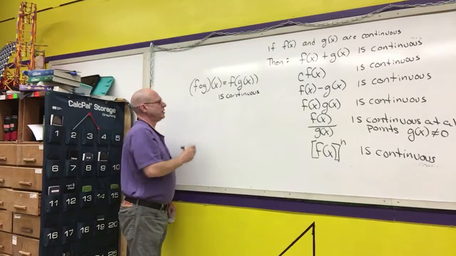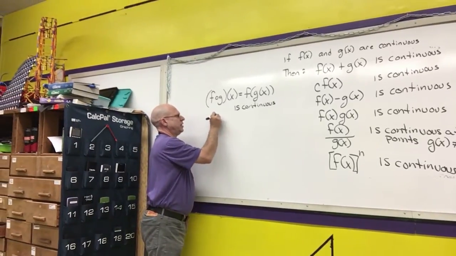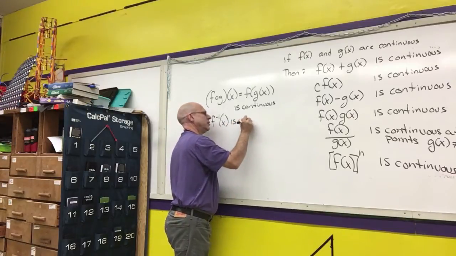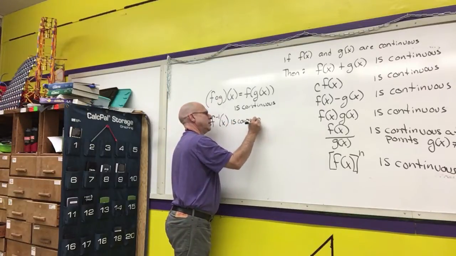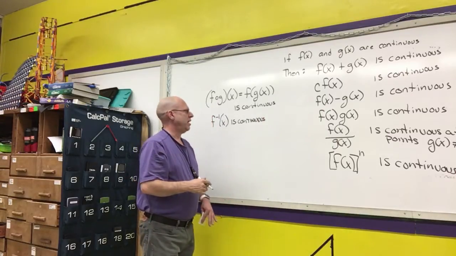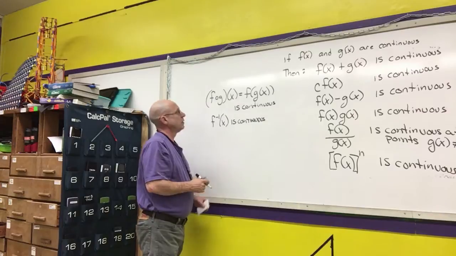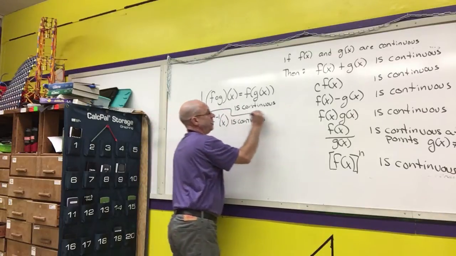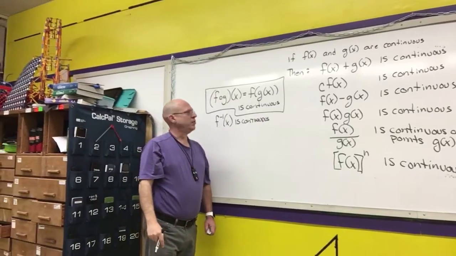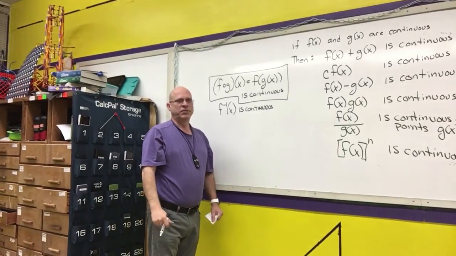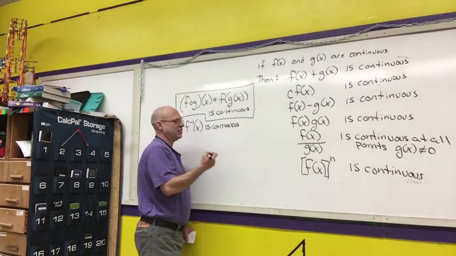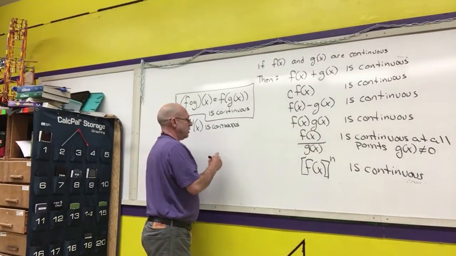And if a function is continuous, then its inverse function is continuous, on an interval where that function does have an inverse. This property right here, that the composition of two continuous functions is continuous, will help you analyze various types of functions.